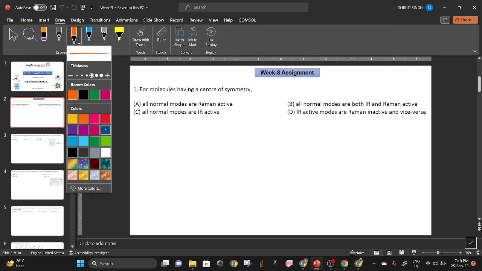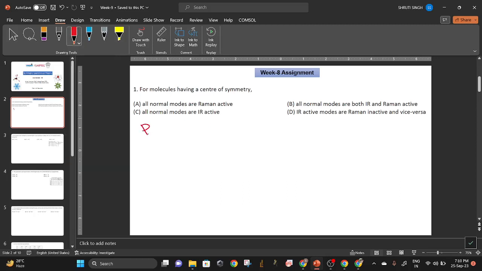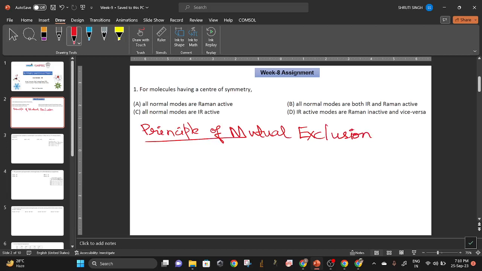Let me use this color. So there is something called, you must have read, did you forget? Principle of mutual exclusion. You know about this principle? No, ma'am.